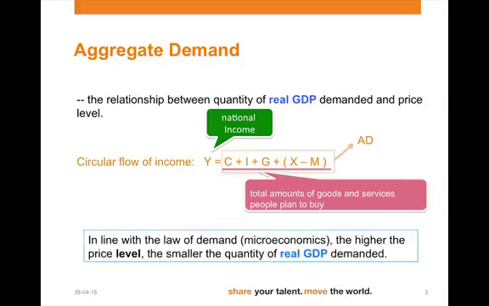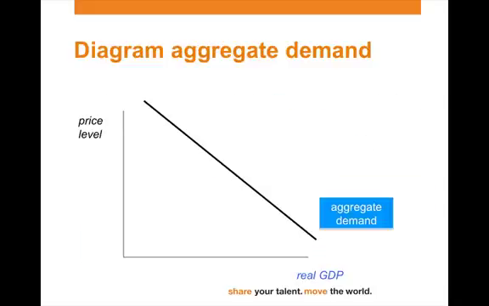So in line with the law of demand, which we've seen in microeconomics, the higher the price level, the smaller the quantity of real GDP demanded. If prices of goods and services rise, demand for these goods and services will fall. This is reflected in the diagram for aggregate demand. As the price level increases, real GDP will fall, which is shown by a shift along the curve.